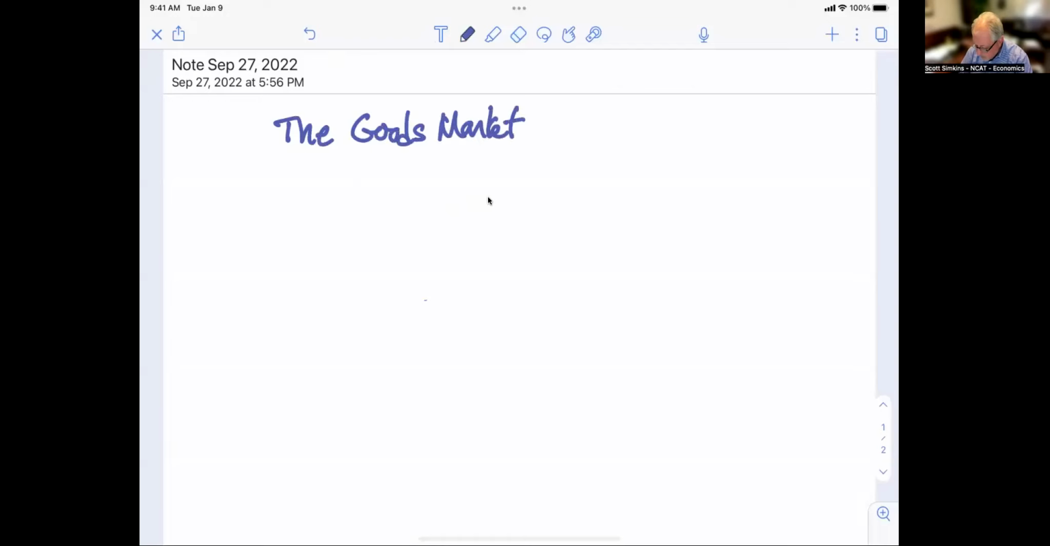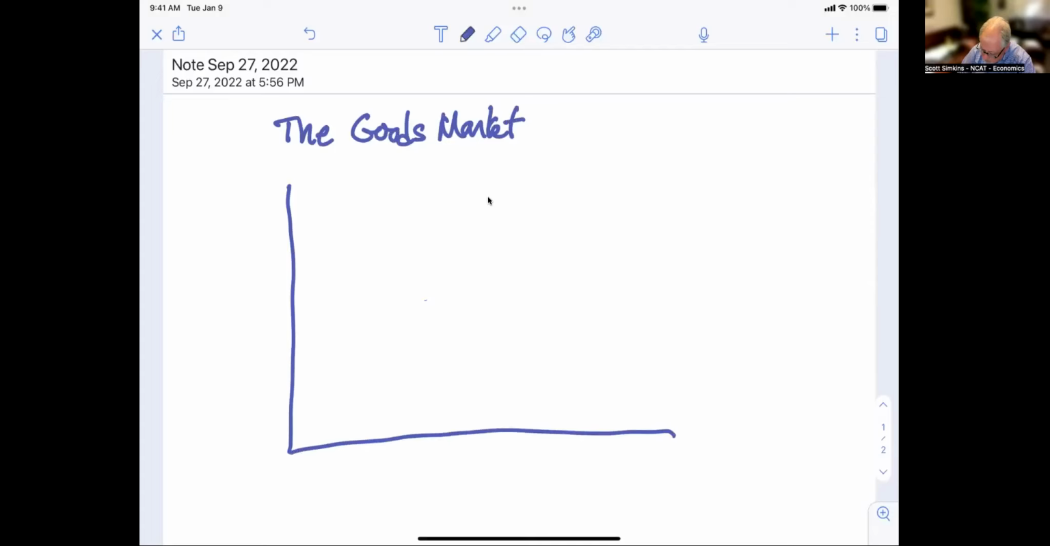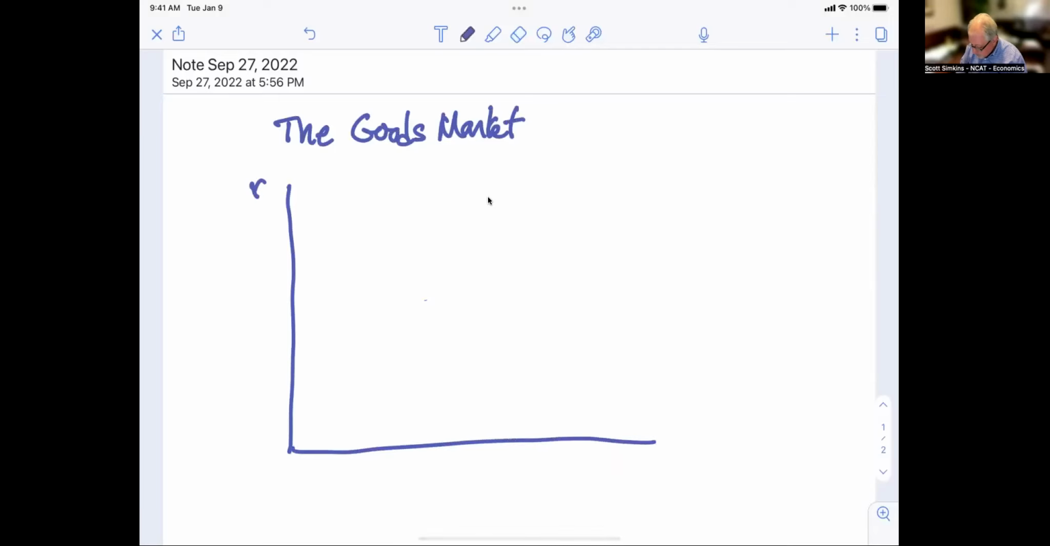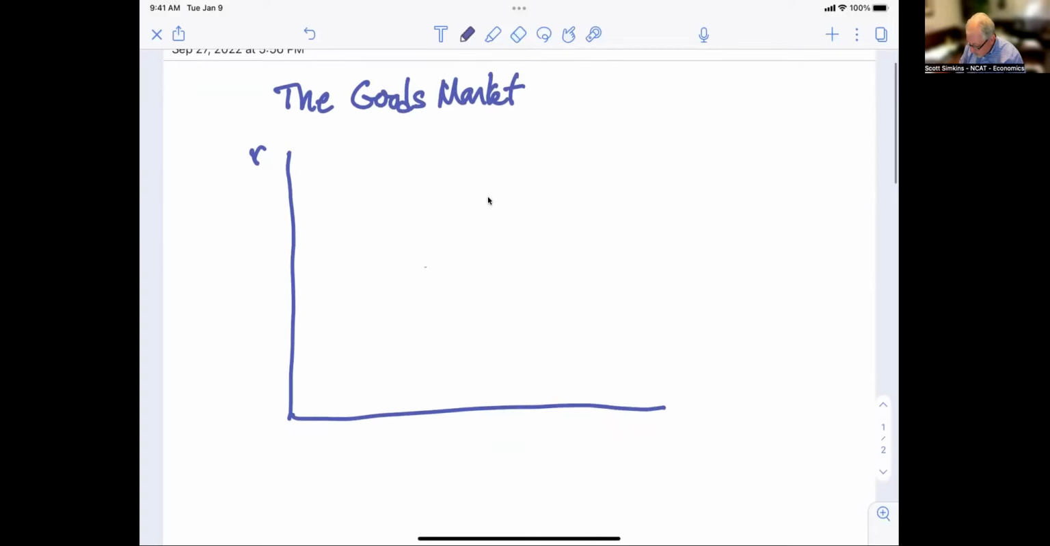Our second market after the labor market in the production function as well. And in the goods market, as you've already seen, we have the real interest rate on the vertical axis. We have the level of investment and saving measured on the horizontal axis.